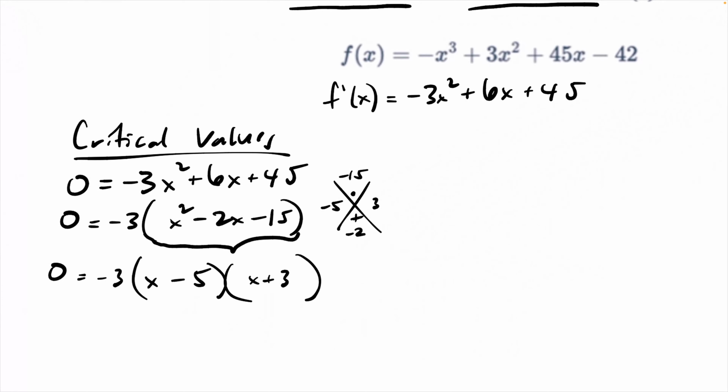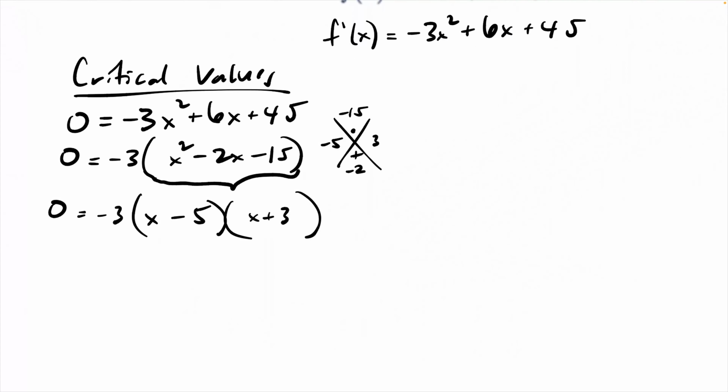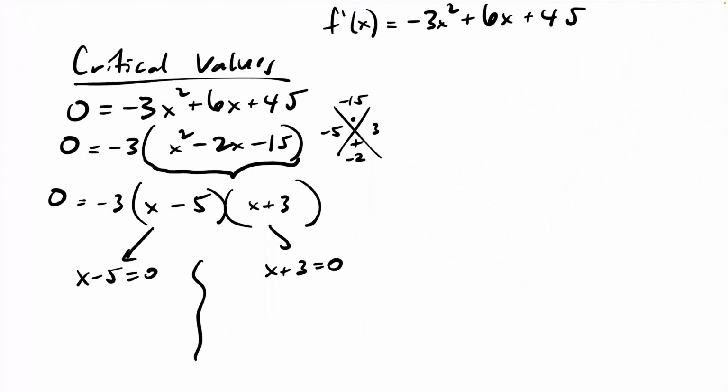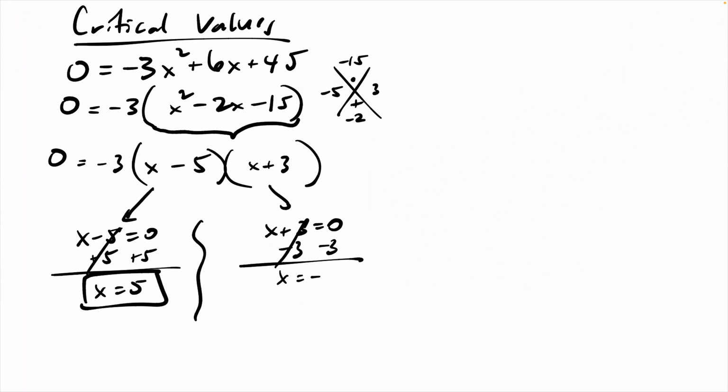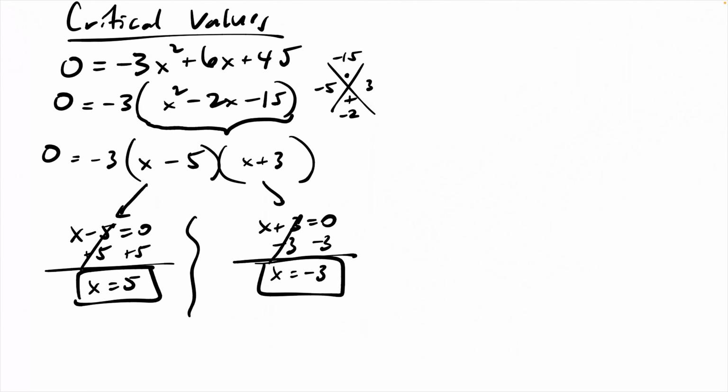Okay. Now we have to solve. Figure out our answers. Where are the critical values? Well, x minus 5 equals 0. x plus 3 equals 0. Add 5. Minus 3. Those are our critical values. Positive 5, negative 3.